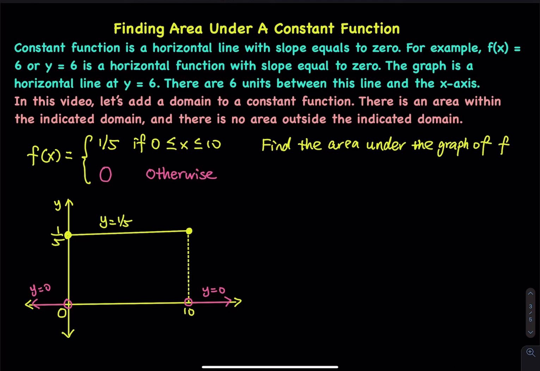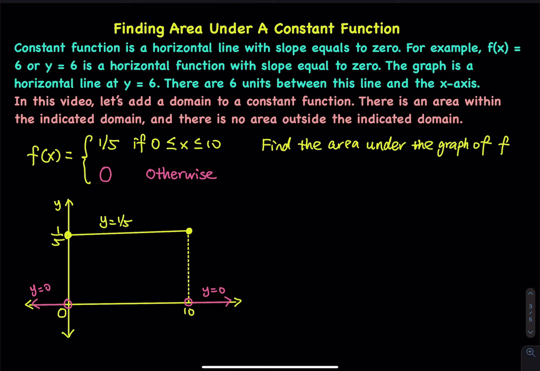However, there is a restriction. The restriction is the domain is between 0 and 10. So look at the graph I provided for you. I have a y-axis, I have an x-axis, right? And then at y equals to 1/5, I have a horizontal line. Do you see that? But this horizontal line doesn't go all the way to the left and all the way to the right, because there is a restriction. I restricted the line between x equals to 0 and x equals to 10, including 0 and including 10.